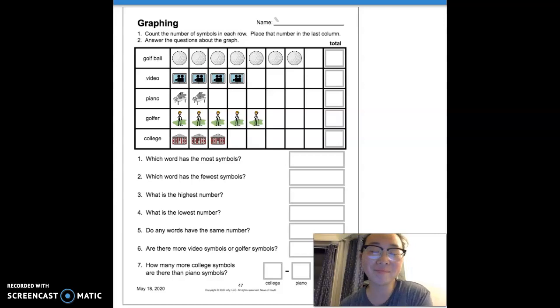Graphing. Number 1, count the number of symbols in each row. Place that number in the last column. 2, answer the questions about the graph. So we're going to do this, and then we're going to answer this. All right, the first one is a golf ball.